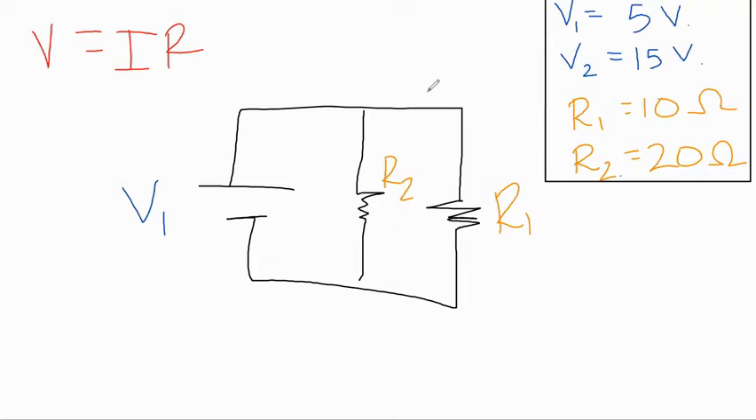So the total resistance inside of a parallel circuit is: 1 over R total is equal to 1 over R1 plus 1 over R2.